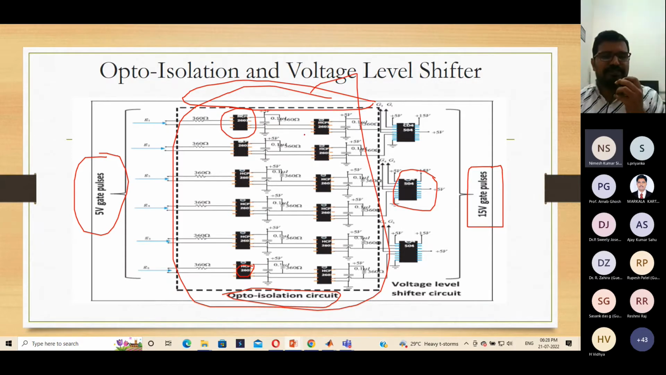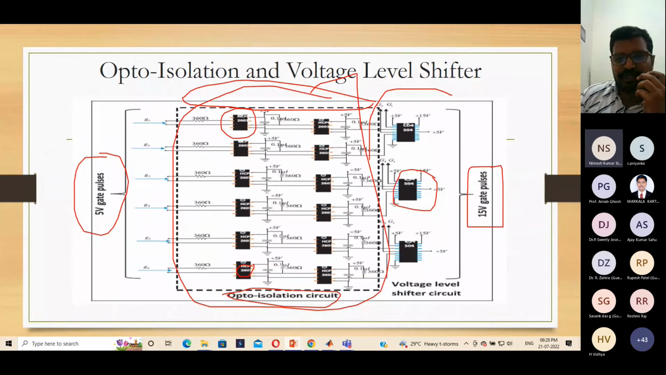For the sake of only isolation and a little bit of safety, we have used this one. Or else you can directly give that 5 volts supply to this CD4504. You will get the 15 volts signal, which will be fed to the inverter module.